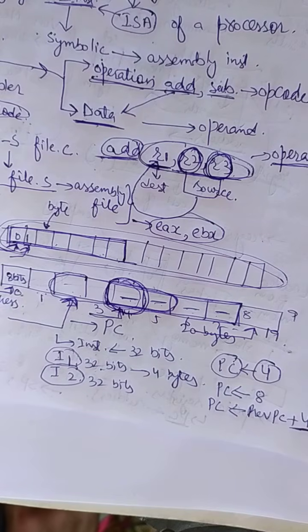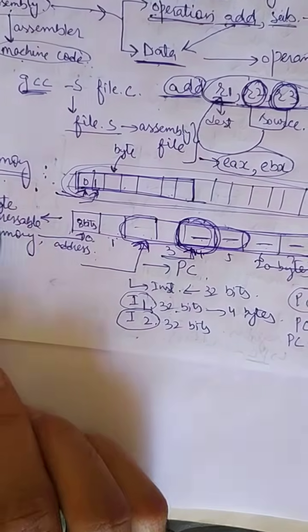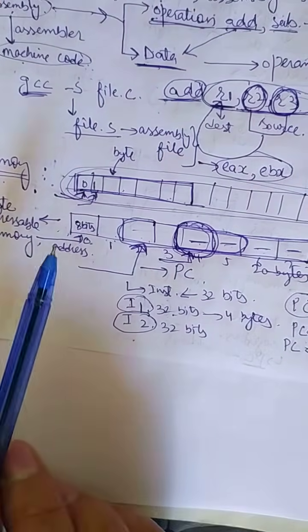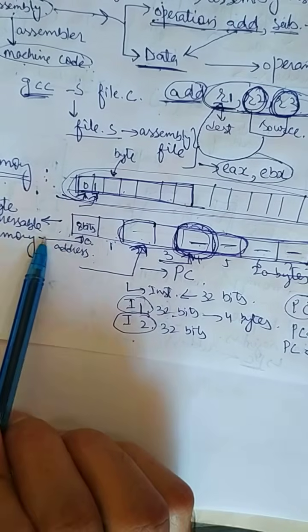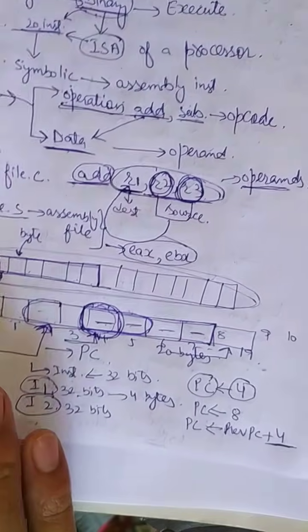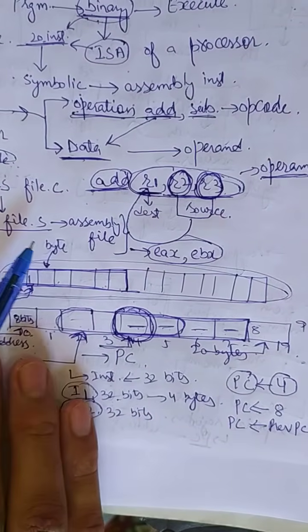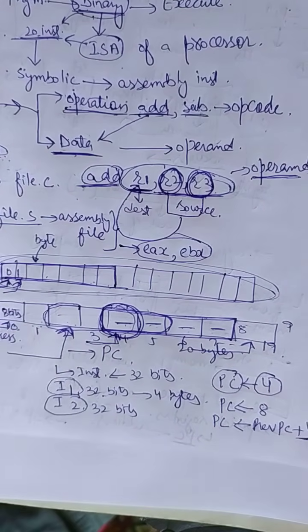What is a byte addressable memory? A byte addressable memory is a memory where every location stores 8 bits and every byte has an address. And the program counter stores the starting address of an instruction.